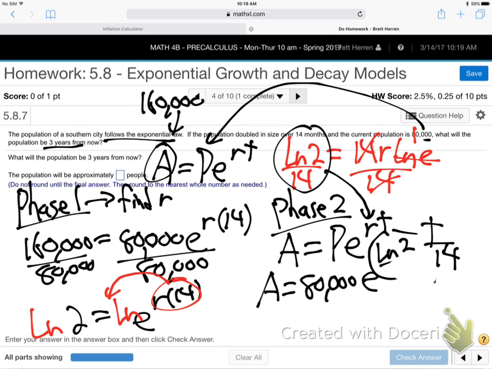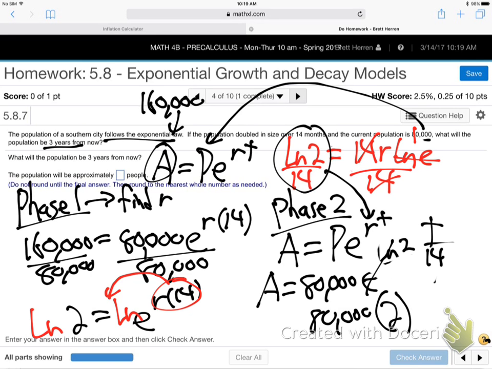Oh, can you see it's off the screen there? Just move it over a little bit, okay? And that'll make life easier because then when you cancel these guys, it makes sense. You don't get confused. The 2 just drops down to the base, and the T over 14 is still up here in the power. Does that make sense what happened? You don't have to do that. I'm just trying to make it make sense here. The E and the natural log cancel, and the 2 drops down. It drops down. Like that.